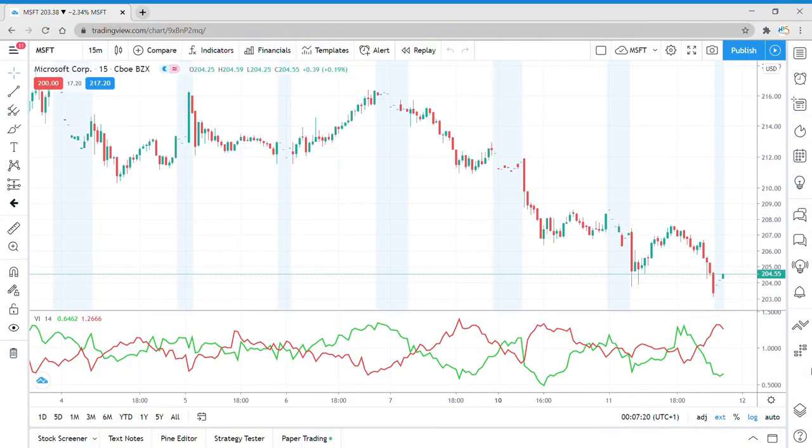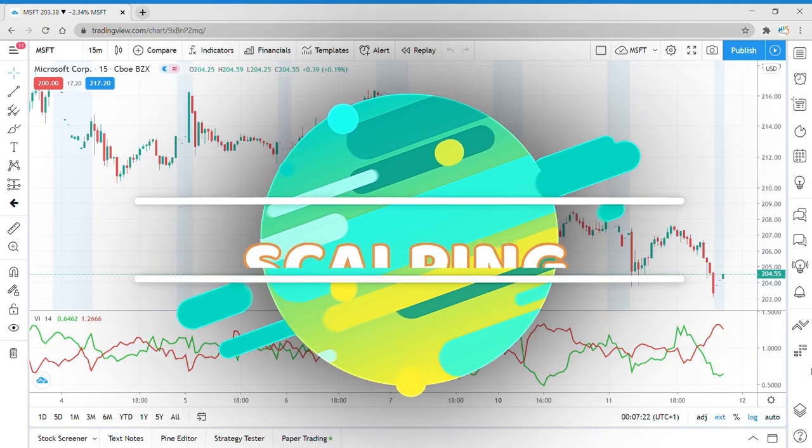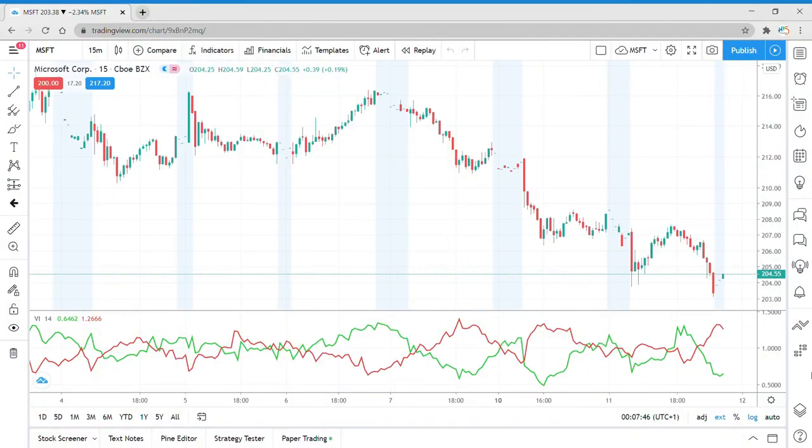I'm going to make a continuation to this video where we'll learn about how to use Vortex for scalping. So if you are a scalper or want to learn scalping with Vortex, then make sure to stay tuned to watch that video.